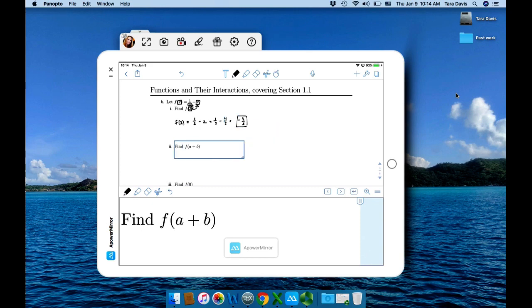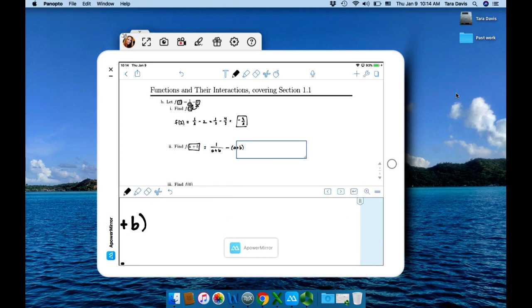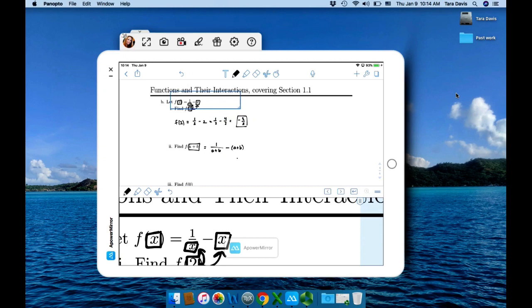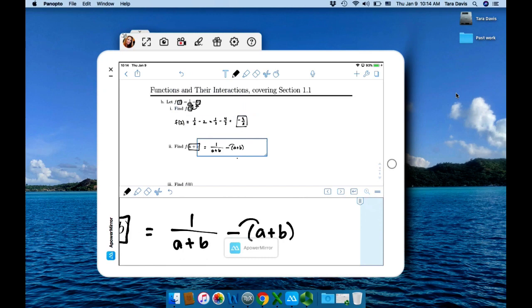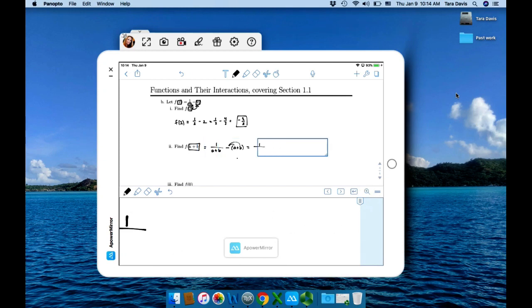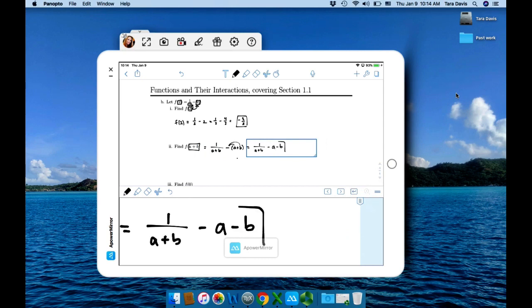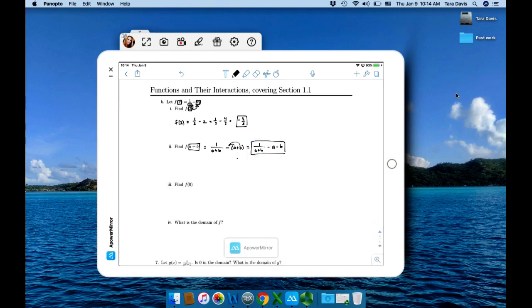So then if I want to find out what f of a plus b is, wherever I see the x, I just replace it with a plus b. So it's 1 over a plus b minus a plus b. So remember, you can always think of there being a parenthesis around the x. That can help you to know, because I need to put a parenthesis around the a plus b, because this minus sign will actually distribute. If I forgot the parenthesis, my answer wouldn't be right. So in other words, this is the same as 1 over a plus b minus a minus b. Okay, so that's my answer.